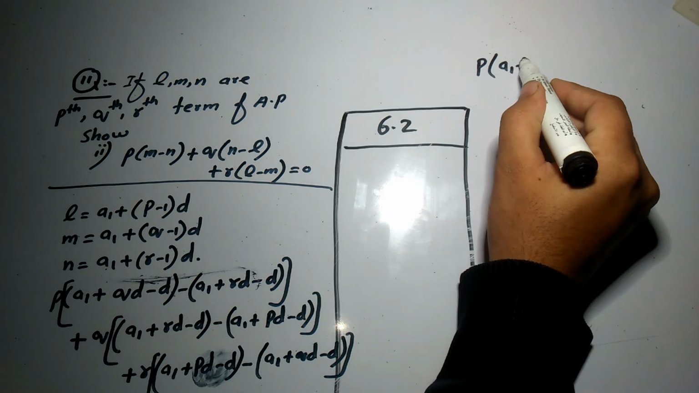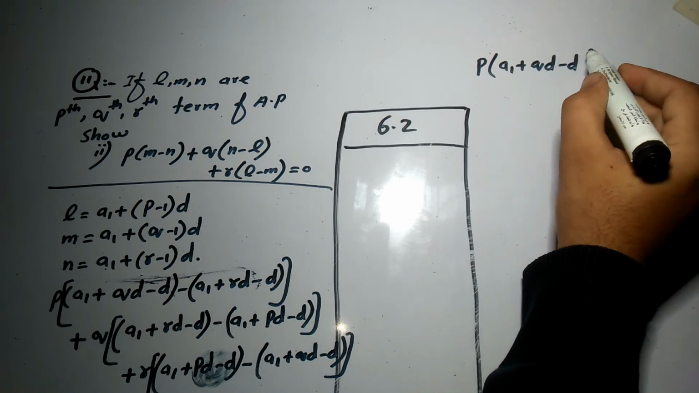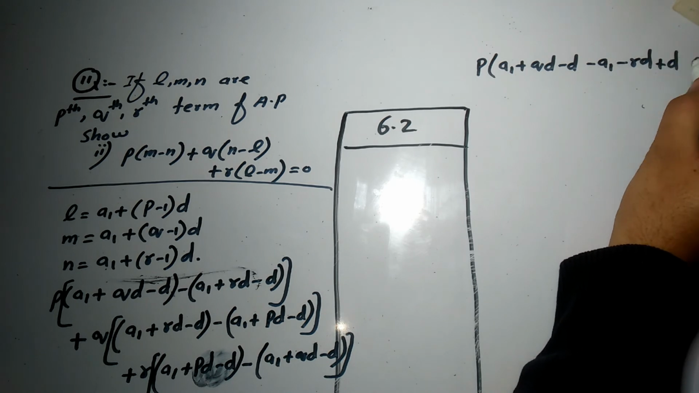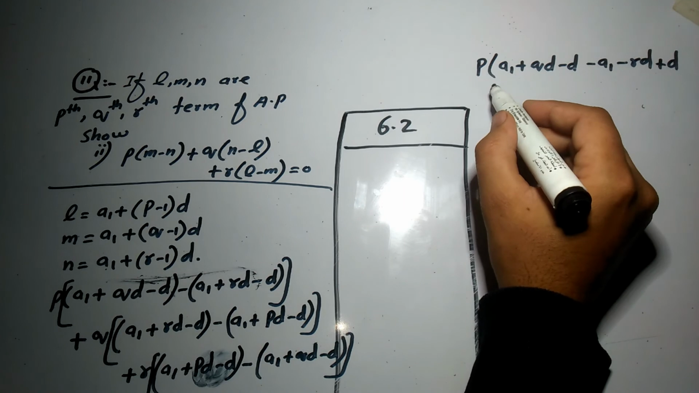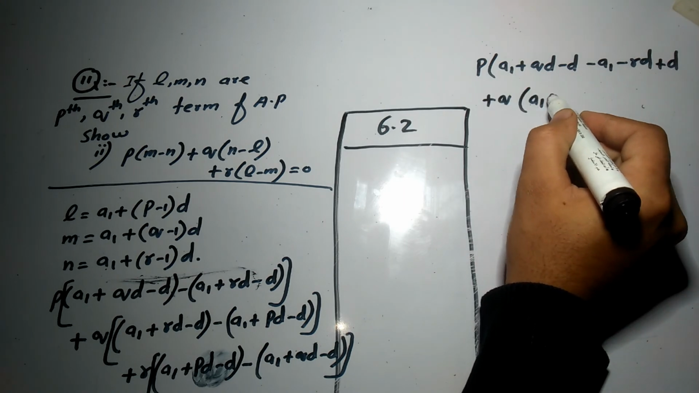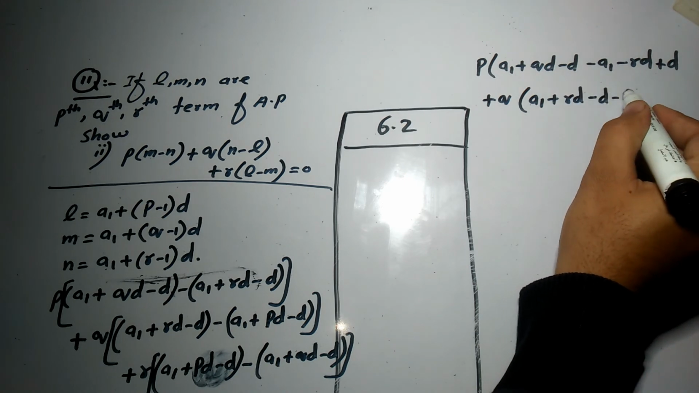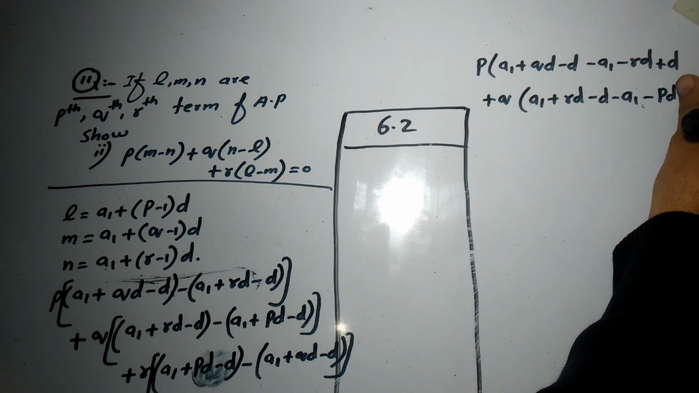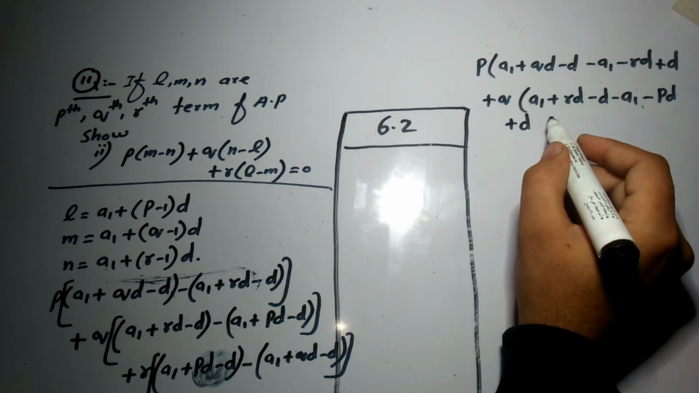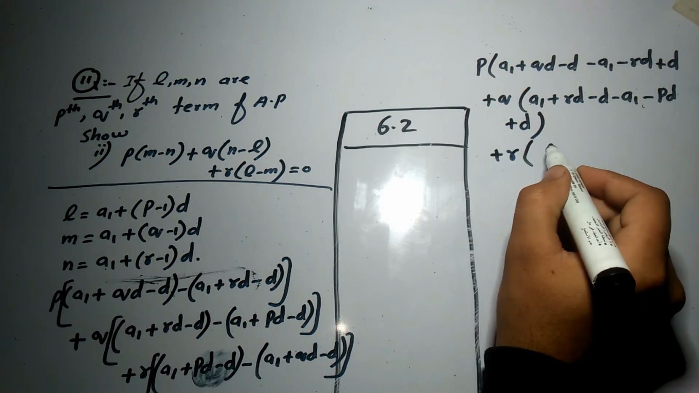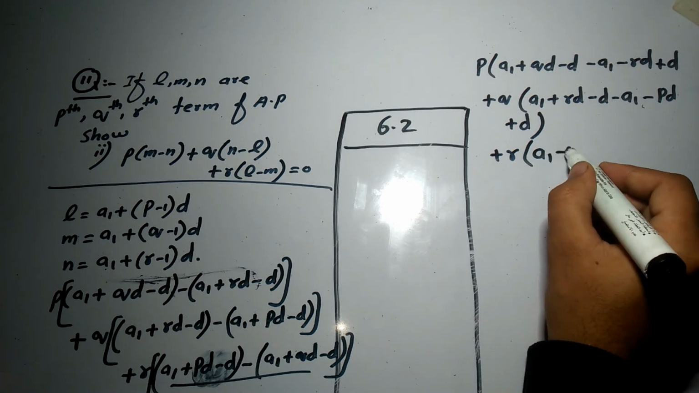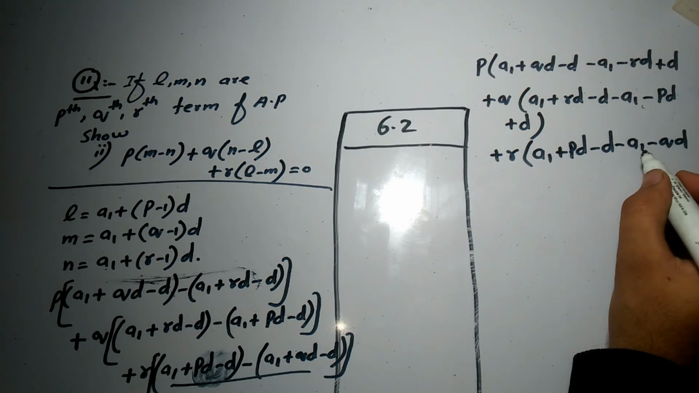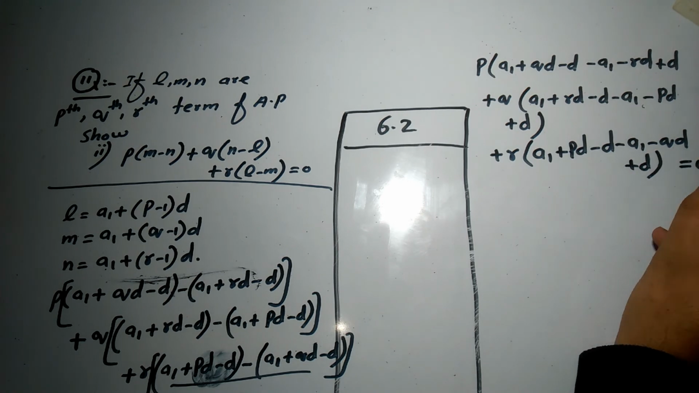P times a1 plus QD minus D minus a1 minus RD plus D, plus Q times a1 plus RD minus D minus a1 minus PD plus D, plus R. This expression will become a1 plus PD minus D minus a1 minus QD plus D is equal to 0.